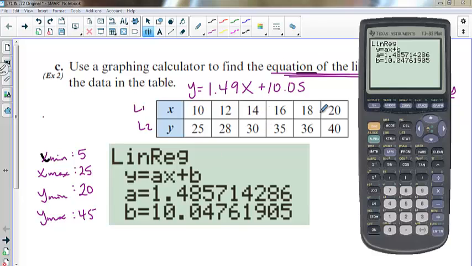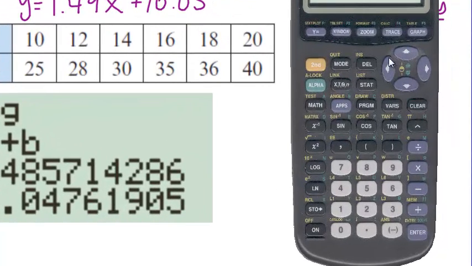Okay, now, since I have this, I'm just going to take you a step further in the explaining here. I can take this information and I can graph it to show the line of best fit with my data. To do that, I'm just going to go to y equals, and I'm going to type in the exact equation I have here. 1.49x plus 10.05, graph. And now you can see the line of best fit that goes through the data that I have entered. Everybody see that? It's a beautiful thing, right?